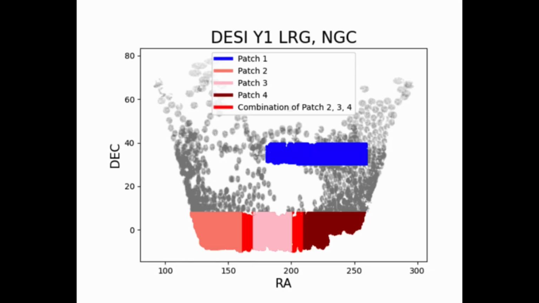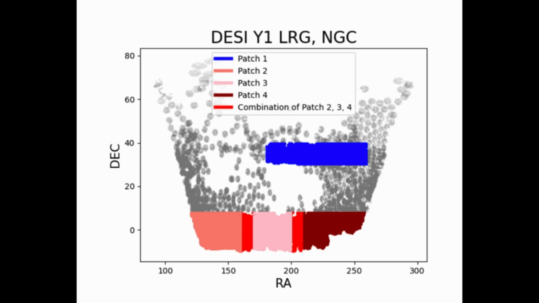Now I want to talk about a different analysis that we can do. We can basically split the DESI North and South into patches, which are shown here for the North. Blue is one patch, rose is patch 2, pink is patch 3, and dark crimson is patch 4. And we don't use the two red areas at the bottom around RA of 150 and RA of 200.